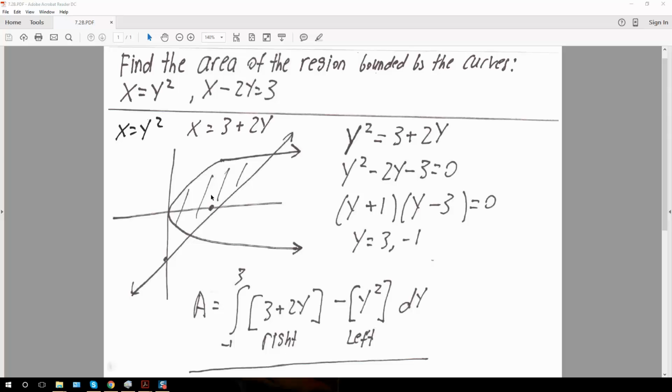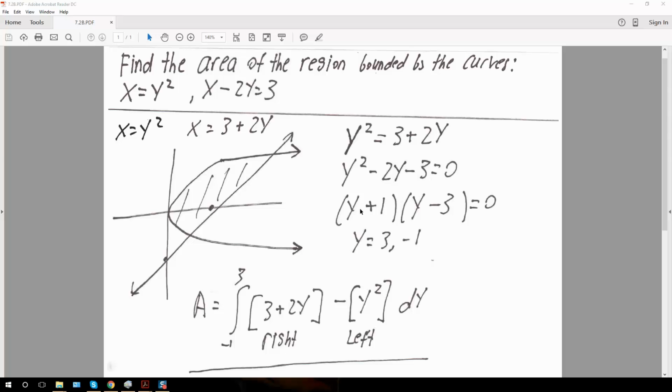So now we want to determine this point and this point. This will allow us to give the bounds when we enclose our shape. So in order to get these 2 points, we say y squared equals 3 plus 2y, since we know x and x are equal. So by doing that, we would get y squared minus 2y minus 3 equals 0. Then we factor it out.